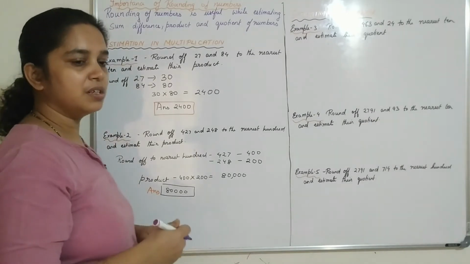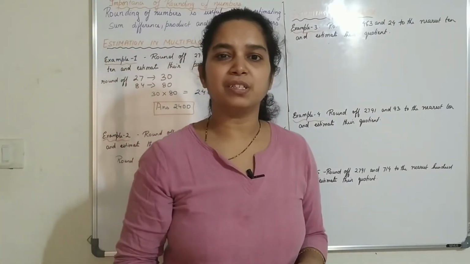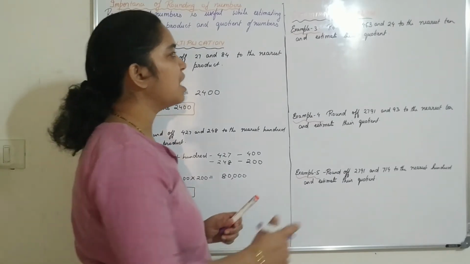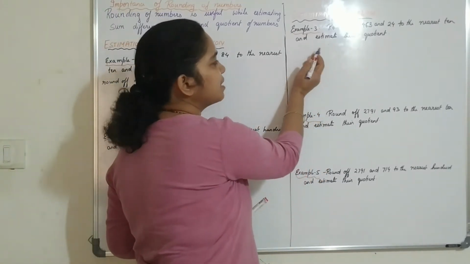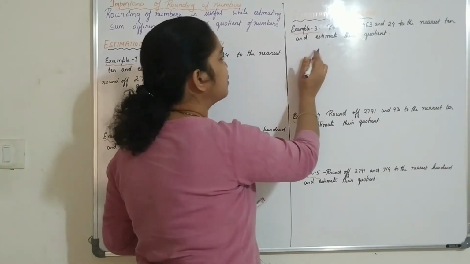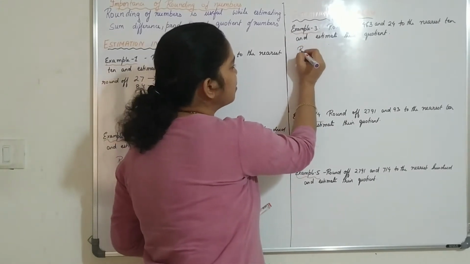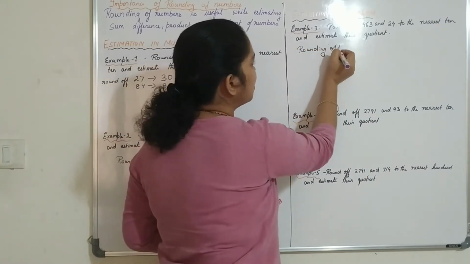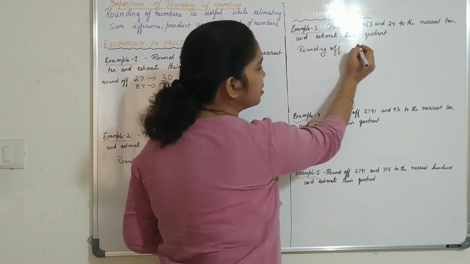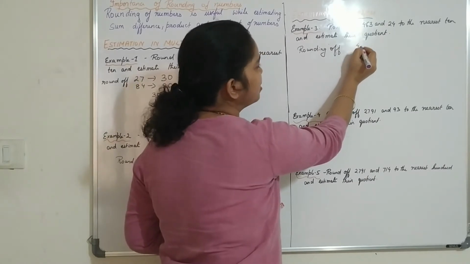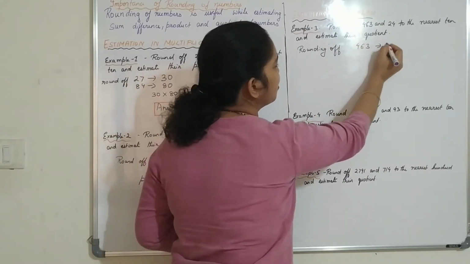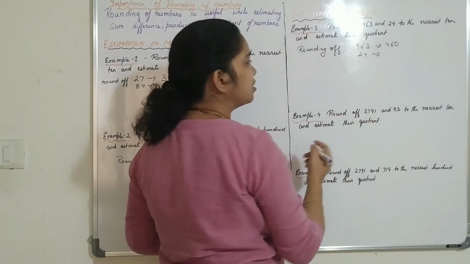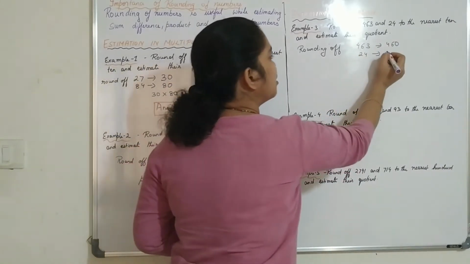Now we'll learn about estimation in division. The first example is: round off 463 and 24 to the nearest 10. So rounding off the number, we get 460. So 463 will be rounded off to 460. And 24, to the nearest 10, will be rounded off to 20.